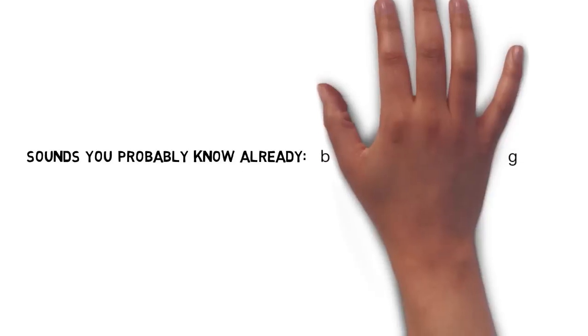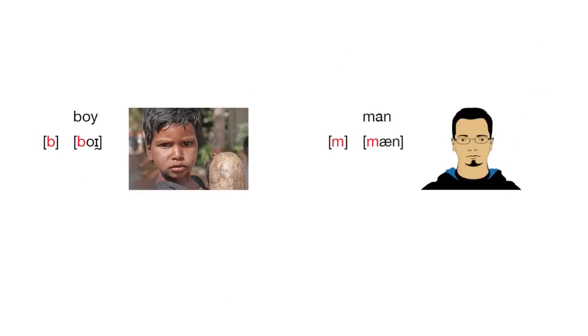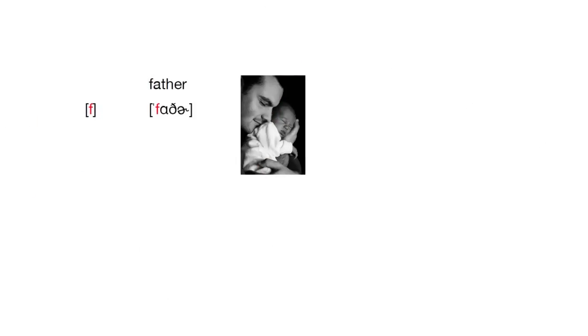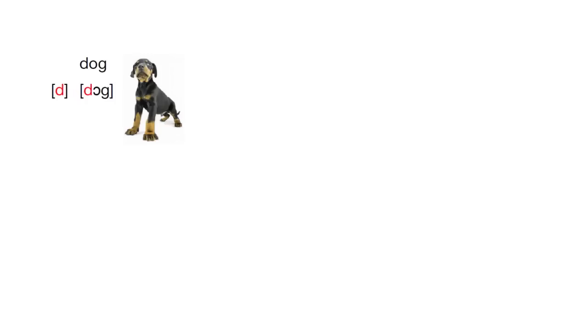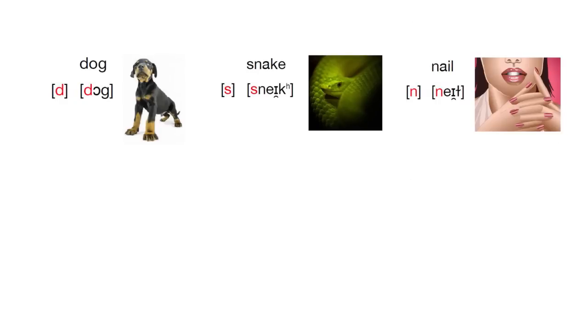With that, we've covered all of the consonants of English. To quickly review, we began with 8 sounds you probably already have in your native language. There was b as in boy and m as in man. Both of these consonants were made with your lips pressed together. Then came f as in father, that's bottom lip to your upper teeth. Then we had 3 alveolar consonants with your tongue against your alveolar ridge. D as in dog, s as in snake, and n as in nail.